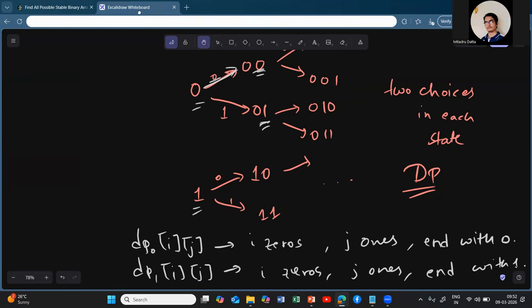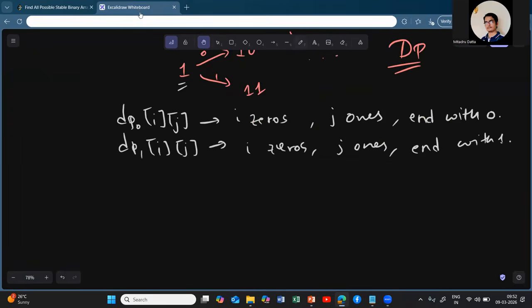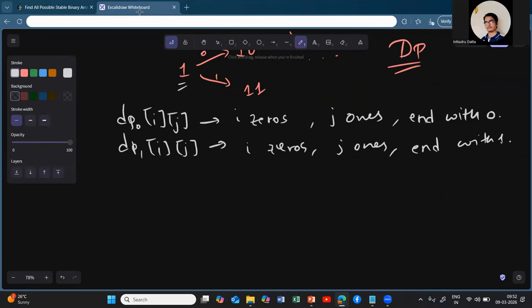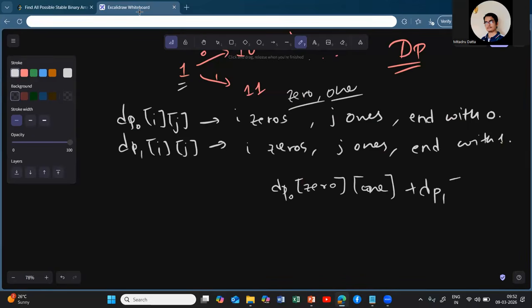Now if you try to think about the transition, at the end what you can do is use dp0. So you have these two named variables, total zeros and total ones. Starting with this configuration, you can just calculate, plus starting with 1, total zeros and total ones, whichever is there, this will be our final answer. Okay, final answer.